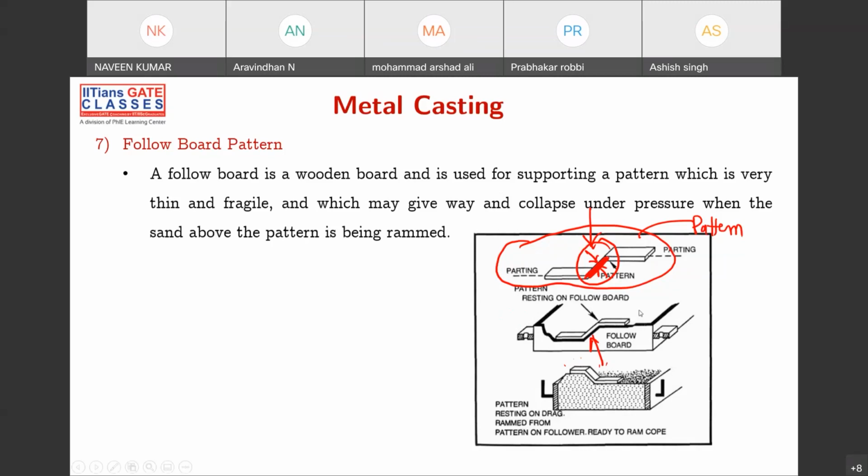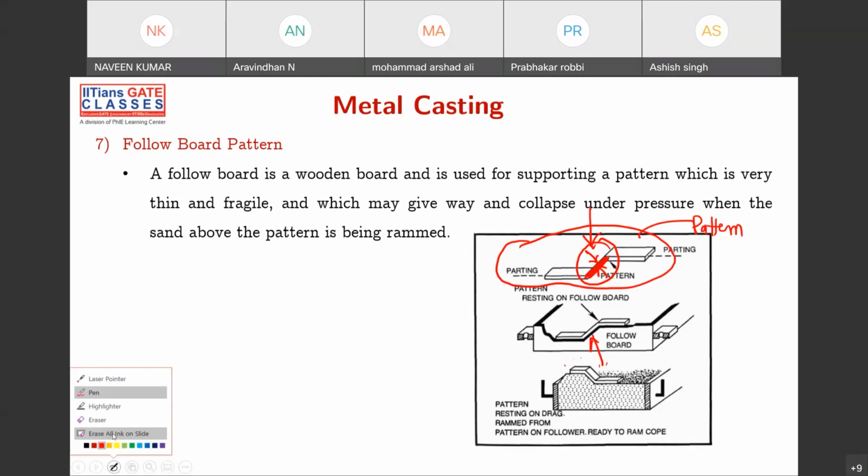If you read here, a follow board is a wooden board used for supporting a pattern which is very thin and fragile, and which may give way and collapse under pressure when the sand above the pattern is being rammed. So that is the reason why we are using follow board pattern.